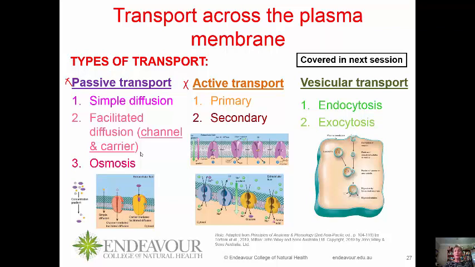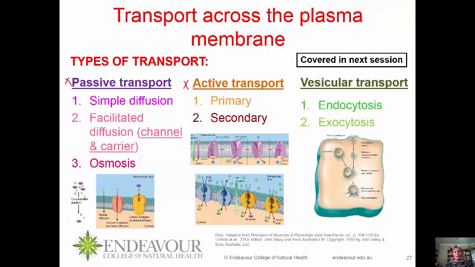Okay, there are three types of passive transport. You've got simple diffusion, you've got facilitated diffusion, and that's divided into two types, channel and carrier. Have a think about where you've heard those words before, channel and carrier, in the last session, and that might give you a clue as to what is used to get things across. And the last type of passive transport is osmosis. When we're looking at active transport, we've got two types, primary and secondary transport.